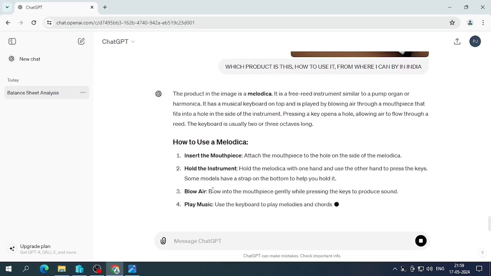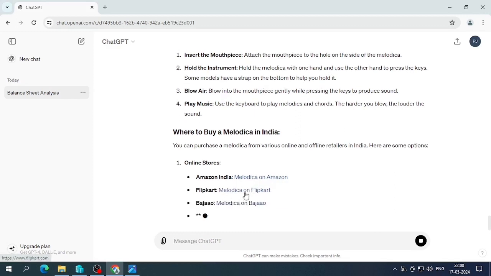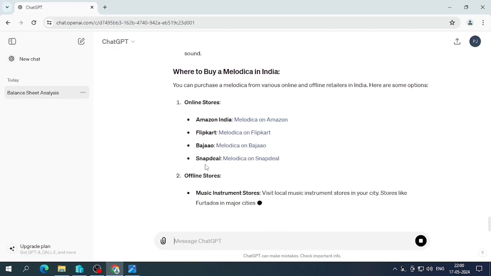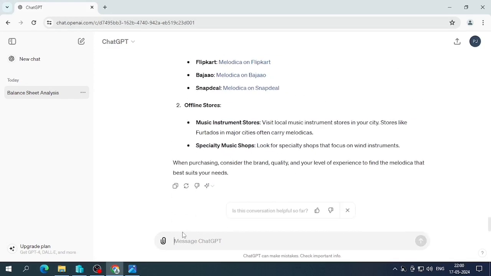How to use a Melodica. It shows very good steps here. In the same way, where to buy a Melodica, and it has also given offline store information.